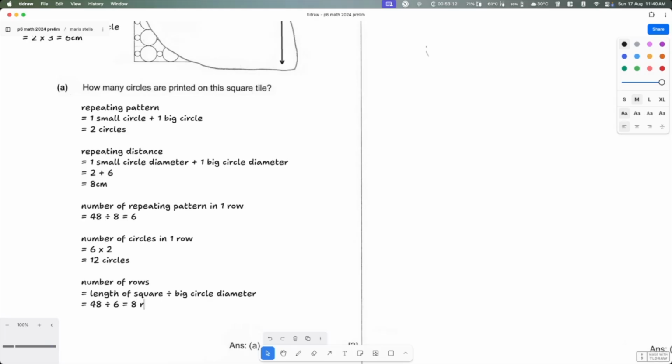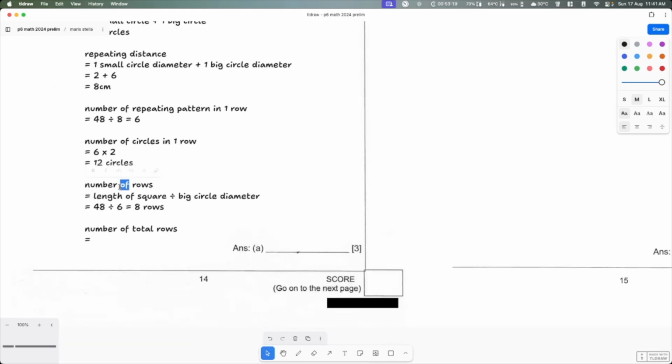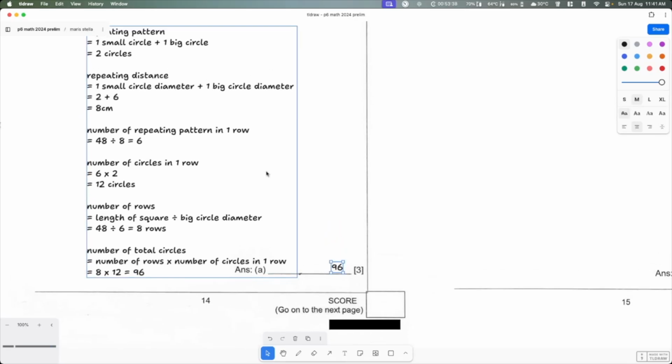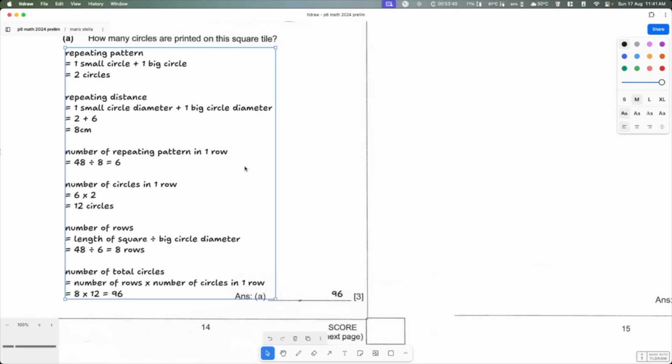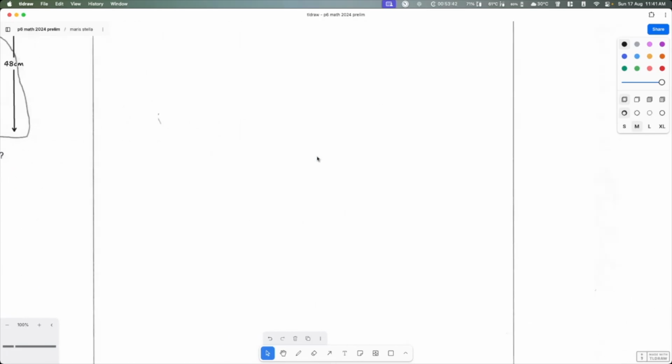And then lastly, the total number of circles is equal to the number of rows times the number of circles in one row. This will equal 8 rows times 12 circles, which is 96 circles. There you go, so the total is 96 circles. All right, that's about it. Let's move to the next question.